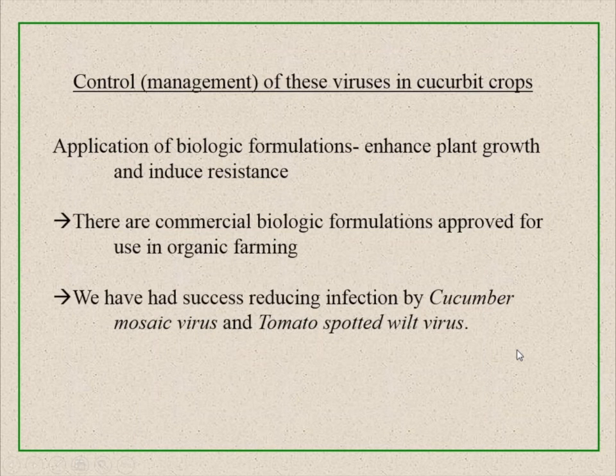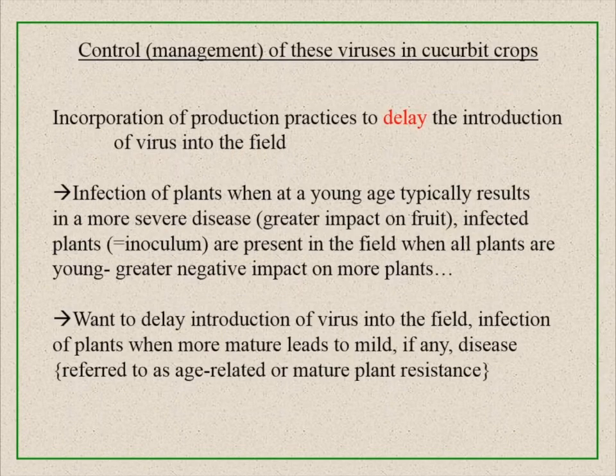These are pretty nice systems. We've looked at these over a number of years. There are some that are available for organic farming, by the way, and we've had pretty good success in reducing virus infection in plants with cucumber mosaic virus and tomato spotted wilt virus. So you need to work with them to see if these systems work for you, but they are out there and they're pretty good sometimes.